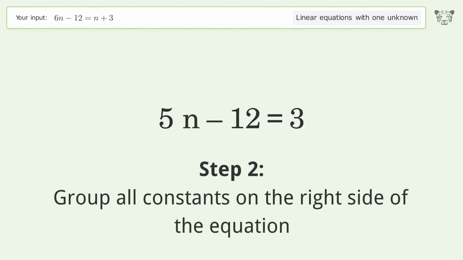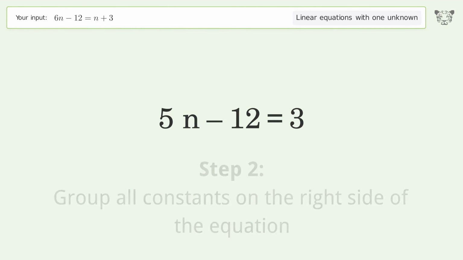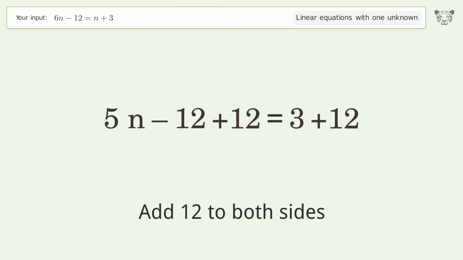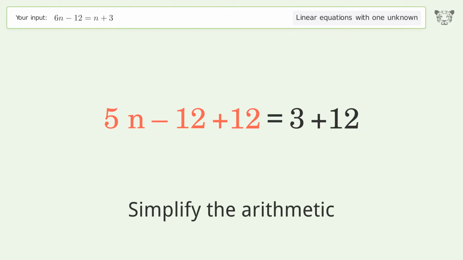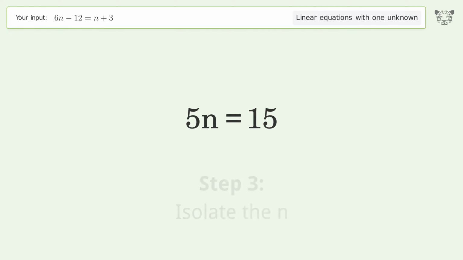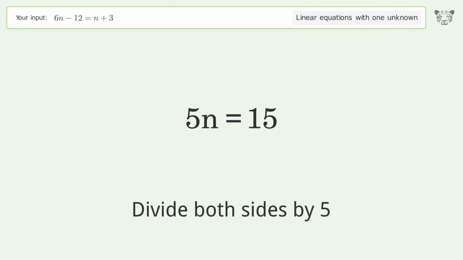Group all constants on the right side of the equation. Add 12 to both sides. Simplify the arithmetic. Isolate the n. Divide both sides by 5.